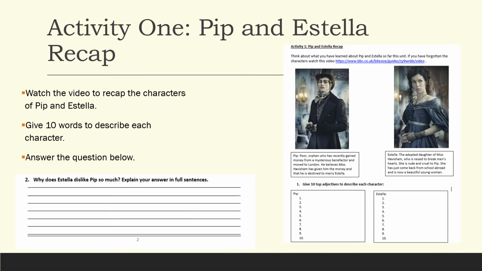I want you to think about from the start of the novel, how has Estella perceived Pip and why does she hate him? Is it due to his class? Is it due to him being an interloper in Satis House? You can decide there. Please answer in full sentences.